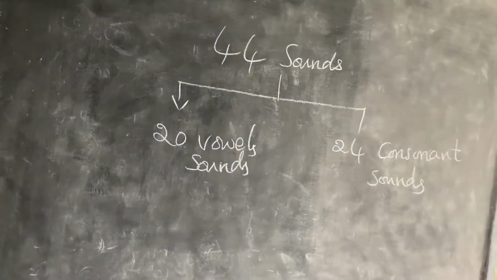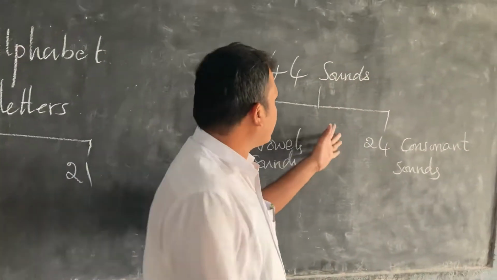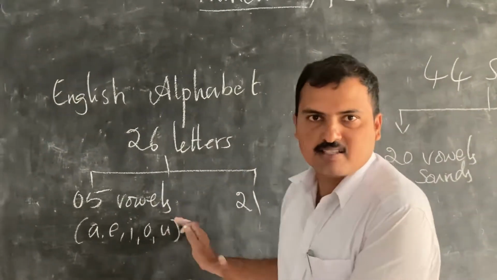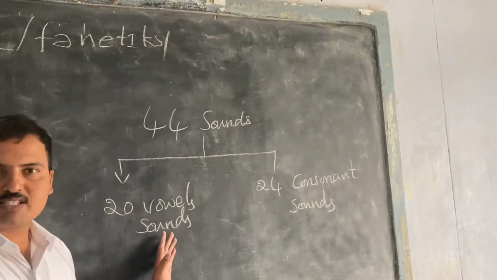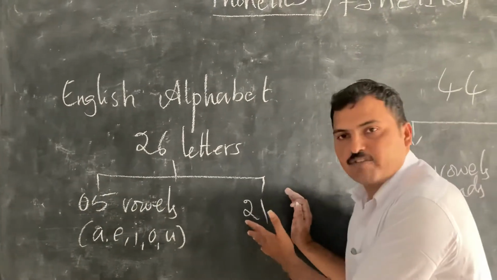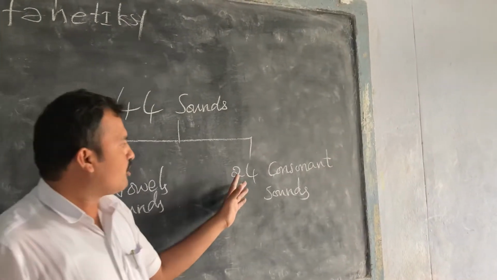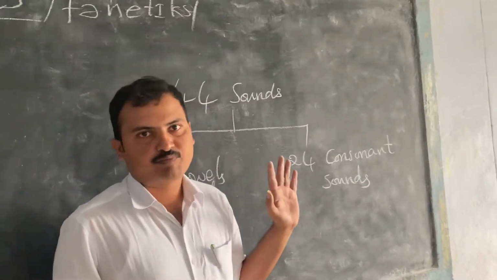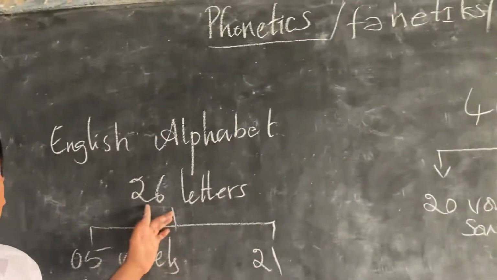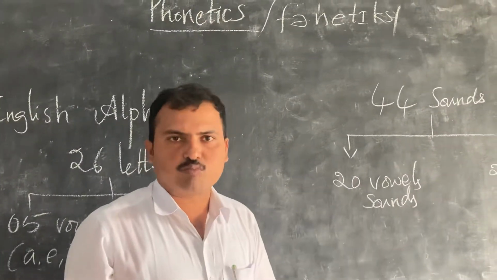As for the letters, we have 26 letters, and as for the sounds, we have 44 sounds. As for the vowel letters, we have 5 vowel letters, and as for the sounds, we have 20 vowel sounds. And as for the consonant letters, we have 21 consonant letters, and as for the sounds, we have 24 consonant sounds. It is for this reason, for the 44 sounds, we have 26 letters. That's why sometimes we use each letter for more than one sound.